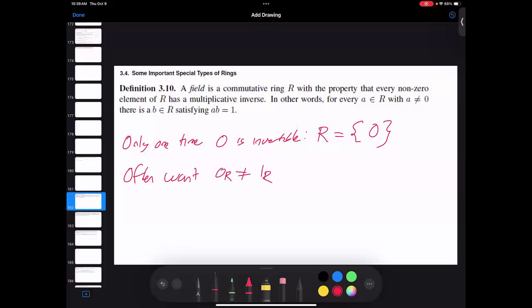So there will definitely be rings that are not fields. So not all rings are fields. The integers, and then Z mod 12Z, for example.